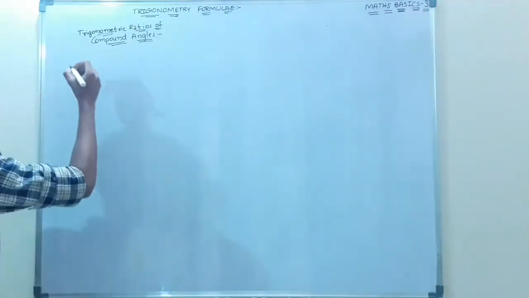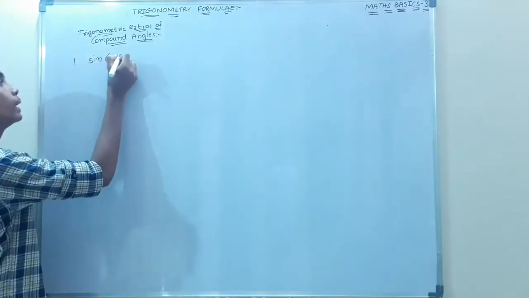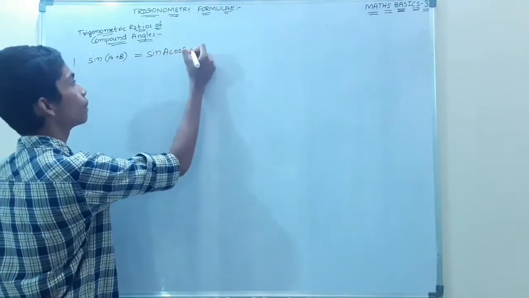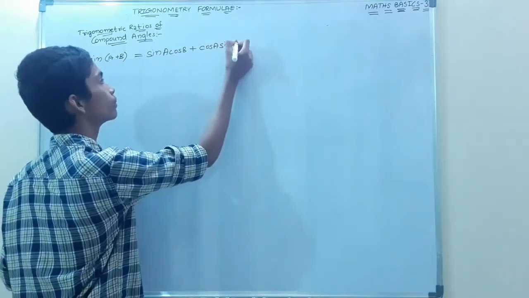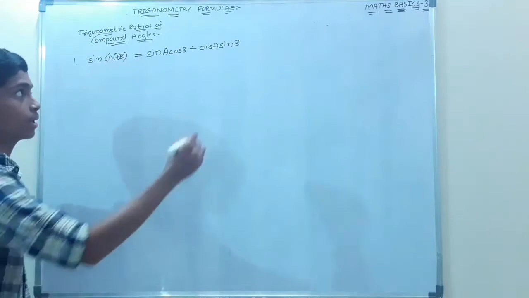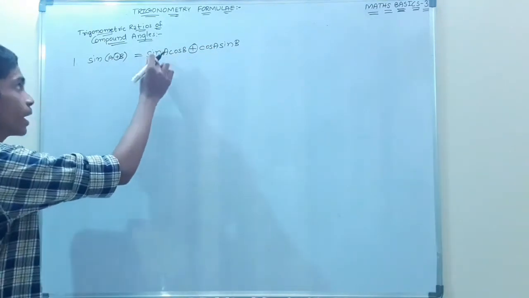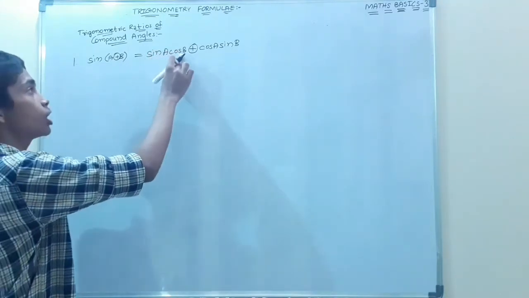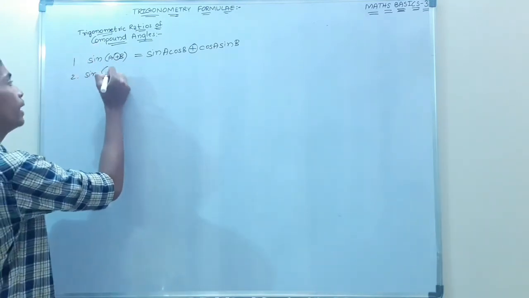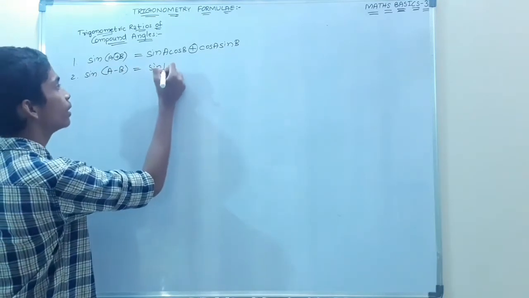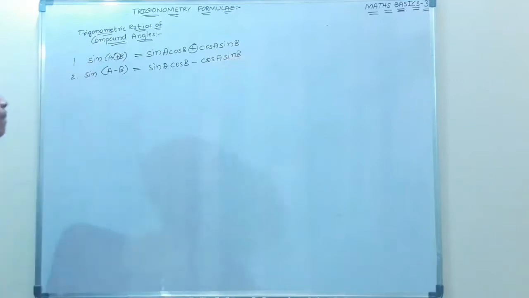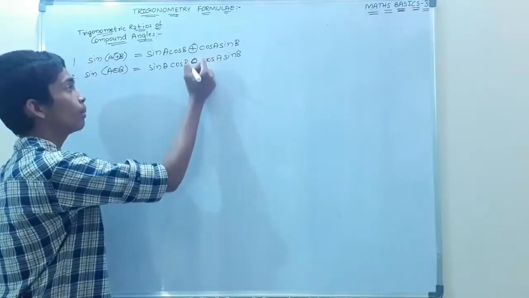And let's go for it. First one is sine A plus B, and that is sine A cos B plus cos A sine B. How to remember it: in sine A plus B, it is plus and here comes plus, and the alternate functions like sine and cos, that is sine A cos B, cos A sine B. Next we have sine A minus B, that is sine A cos B minus cos A sine B. It is also the same to remember, minus and minus.